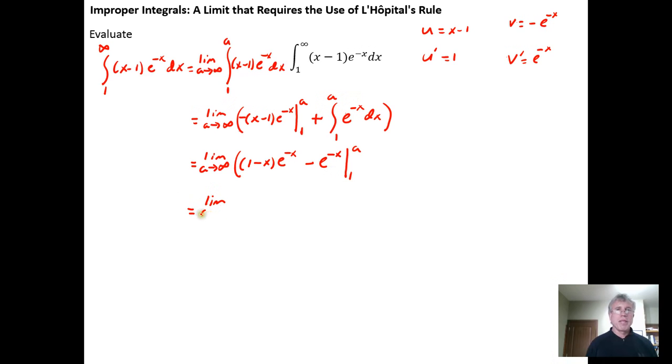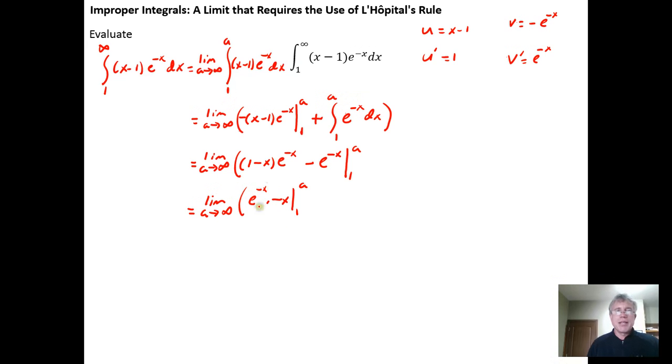There's more than one way to attack this one. Limit as a goes to infinity, that e to the opposite of x can factor out. That's going to leave behind a 1 minus (x minus 1), and when this gets simplified, you see you just get the opposite of x, and this is from 1 to a. You want to recognize this as an indeterminate form.